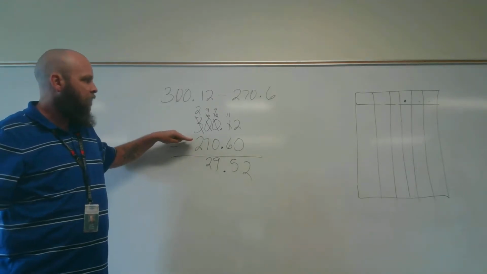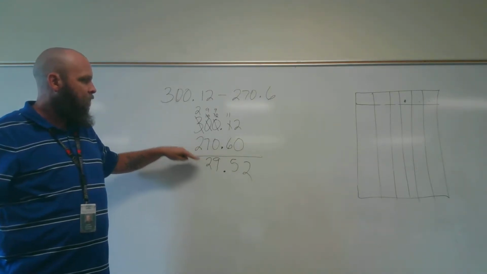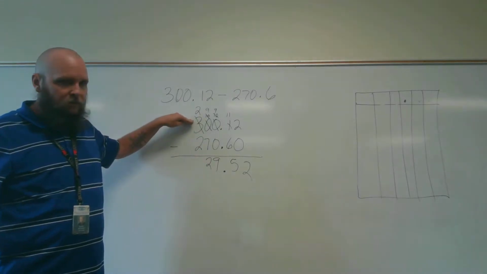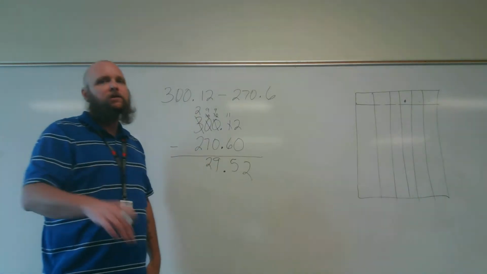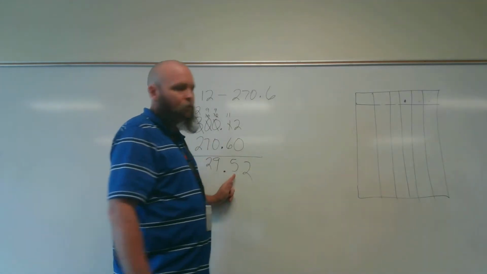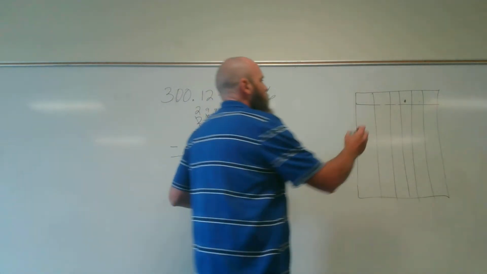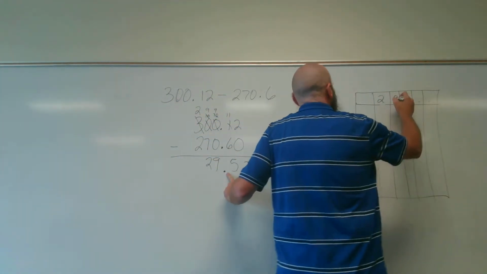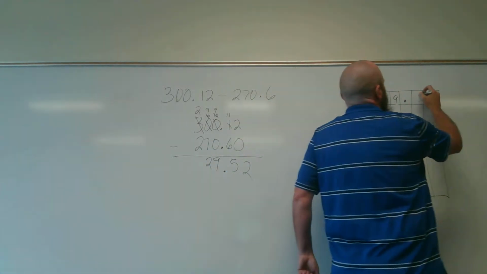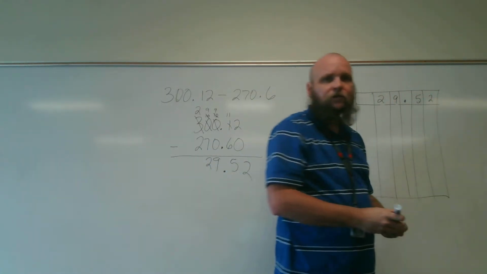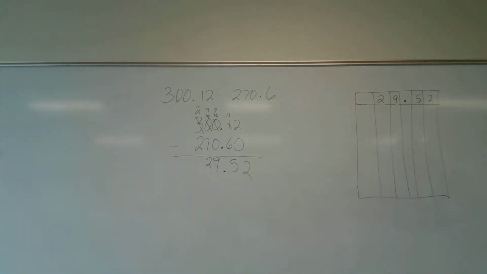Okay, we could always take this and add this, and we should get this if we wanted to do the inverse operation. So again, when bubbling, you line it up with the decimal point. It should be 29 and 52 hundredths. So it should look like that when you bubble it in.